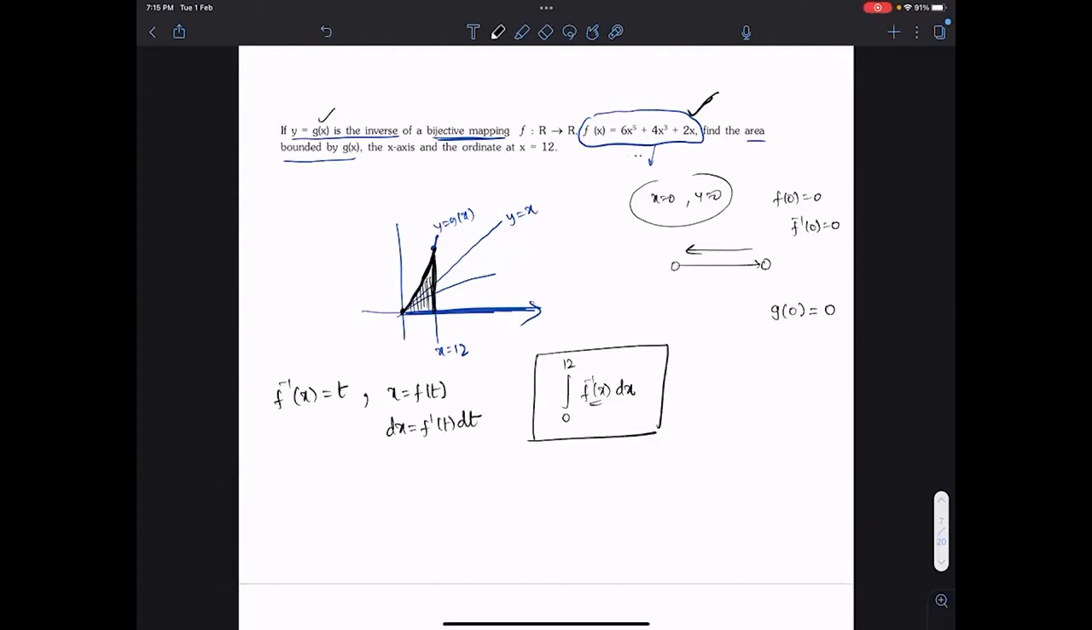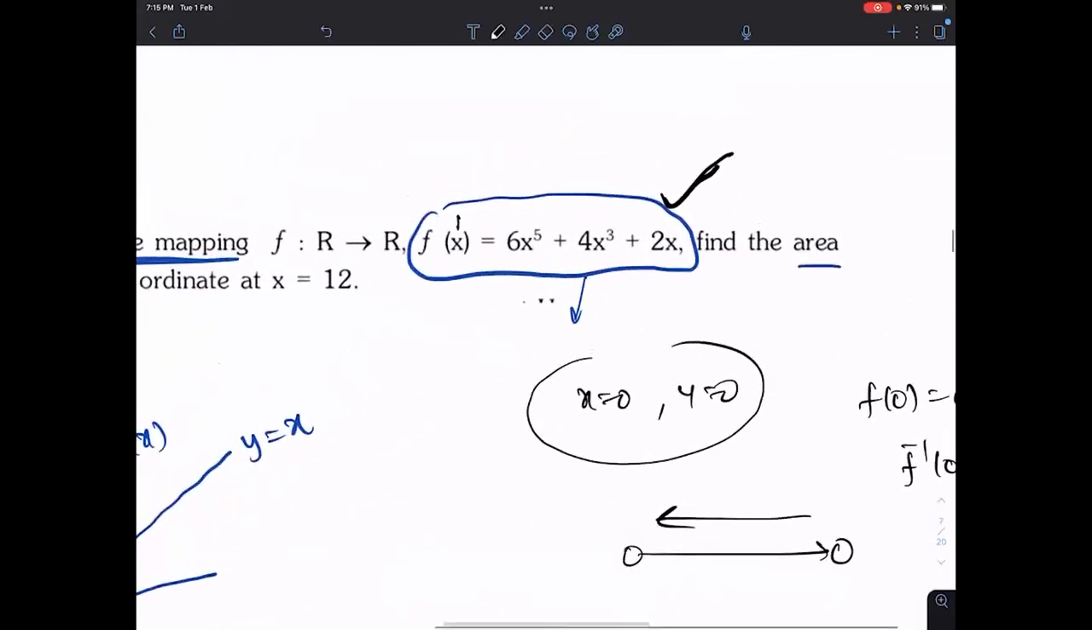Done. Now, in this integration, f inverse x is what here? t. dx will be what? f dash of t dt. Now, limits. Limits are for x. Now, you need to find limits for t. What is the lower limit for x? 0. So the lower limit for t will be f inverse 0. f inverse 0 is 0 only. Already we have seen, because 0 will map to 0. And then the upper limit of t will be f inverse of 12. f inverse of 12 means for what value of x will f of x map to 12, correct? So which element is mapping to 12? That is f inverse of 12.